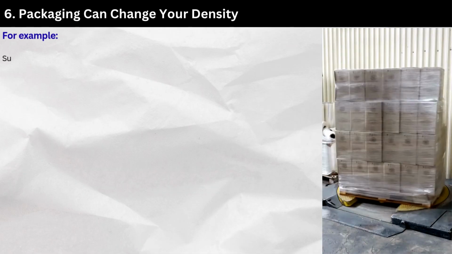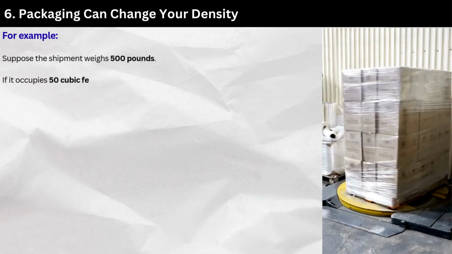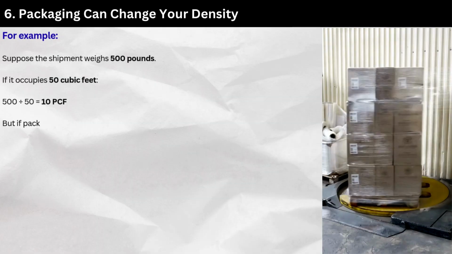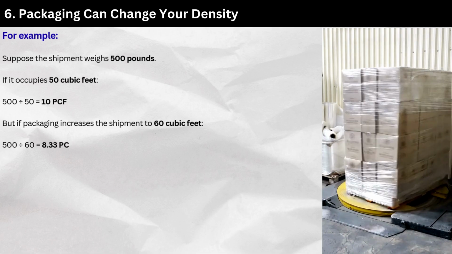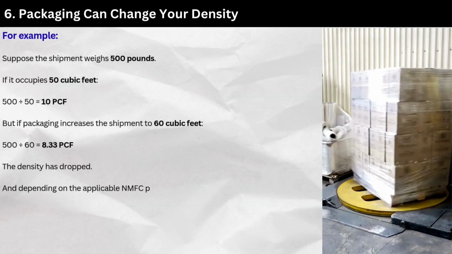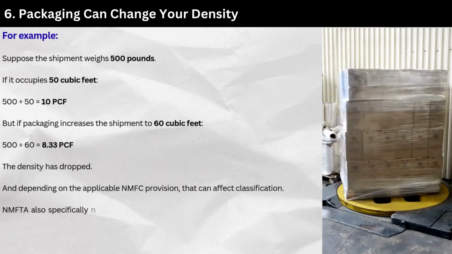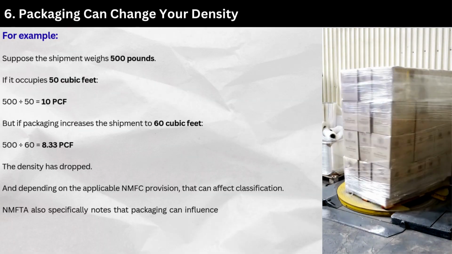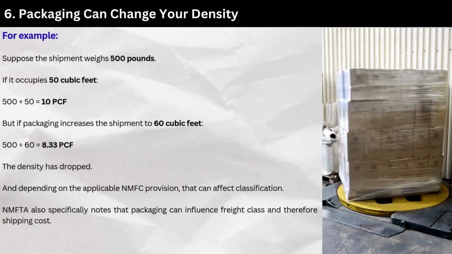For example, suppose the shipment weighs 500 pounds. If it occupies 50 cubic feet, 500 divided by 50 is equal to 10 PCF. But if packaging increases the shipment to 60 cubic feet, 500 divided by 60 is equal to 8.33 PCF. The density has dropped, and depending on the applicable NMFC provision, that can affect classification. NMFTA also specifically notes that packaging can influence freight class and therefore shipping cost.